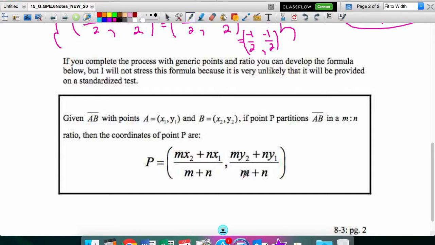And again, I'm not stressing this in the notes because most likely you're not going to memorize this formula. I personally don't have this formula memorized. But if you can understand the process, you might be able to duplicate that when the AIR test comes along. And that's it.